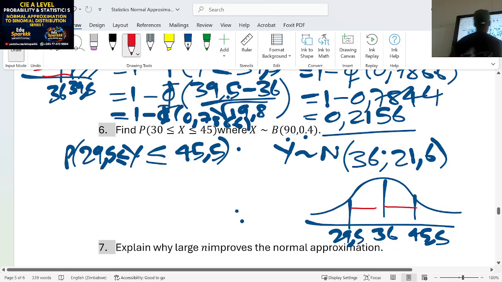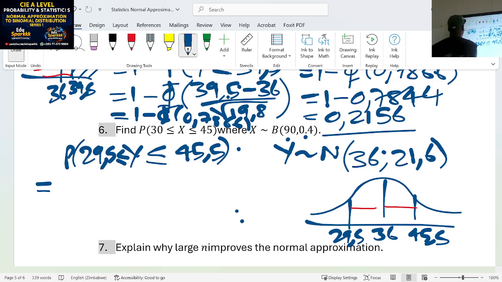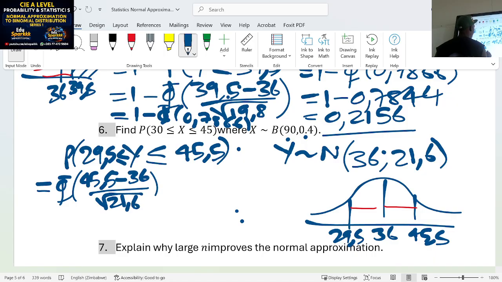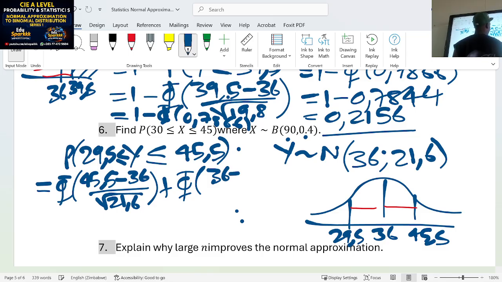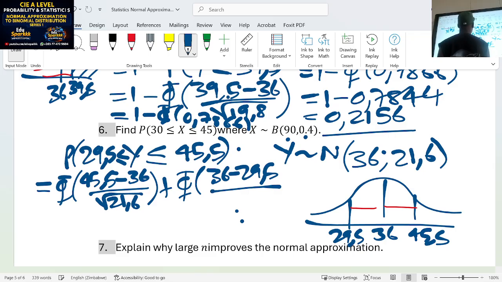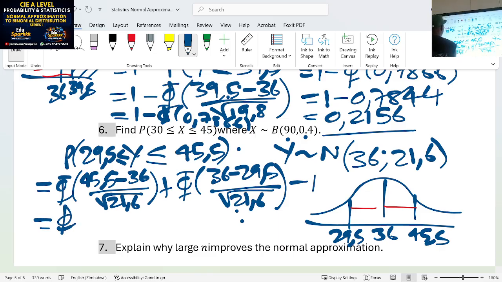So rather what we'll do, we are now going to say from our formula, this is going to be phi of (45.5 minus 36) all over root of 21.6, plus phi of (36 minus 29.5) all over root of 21.6, all this subtract 1. As I simplify, I'm going to check from my tables, what do I get?